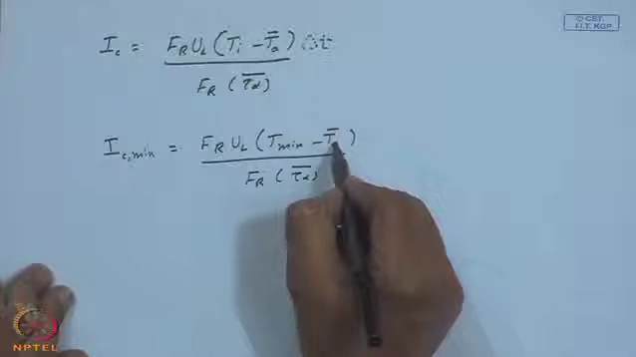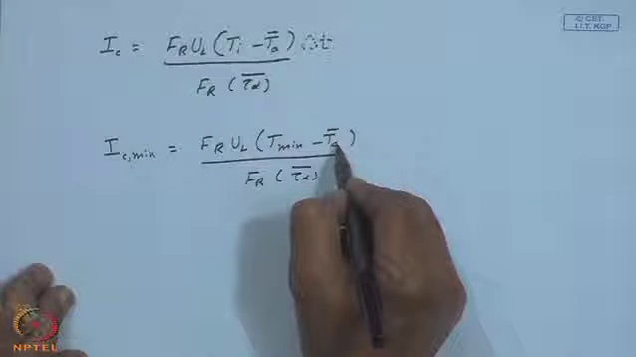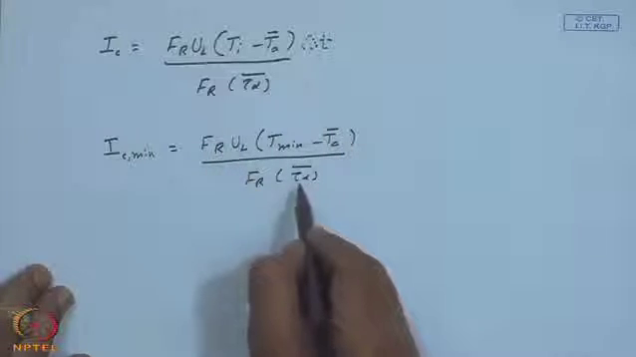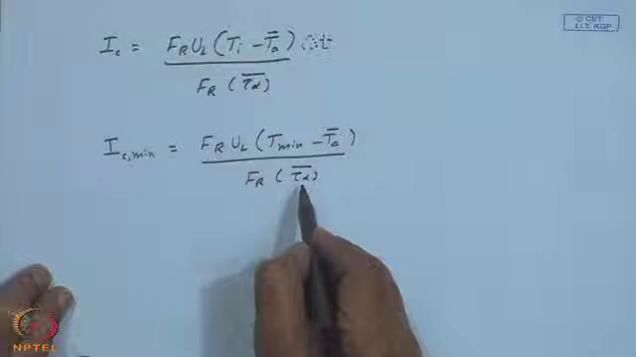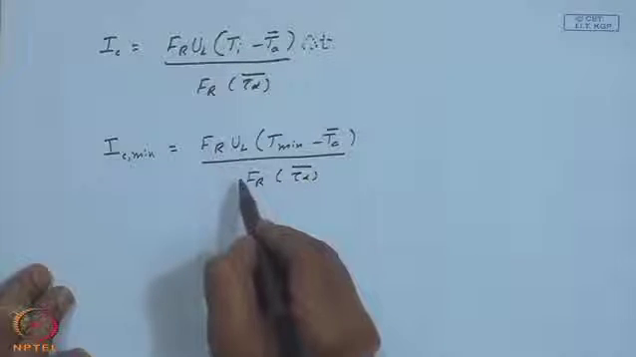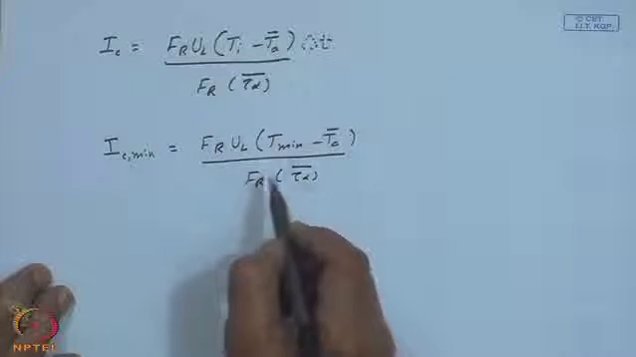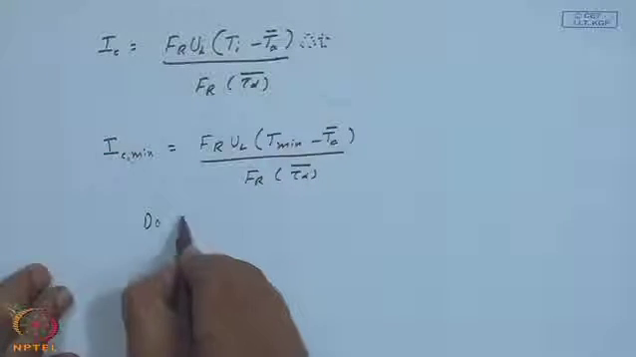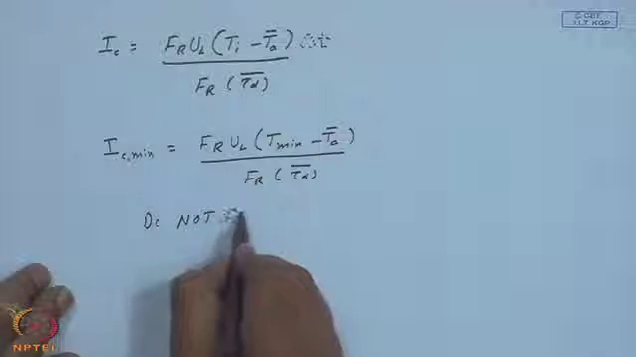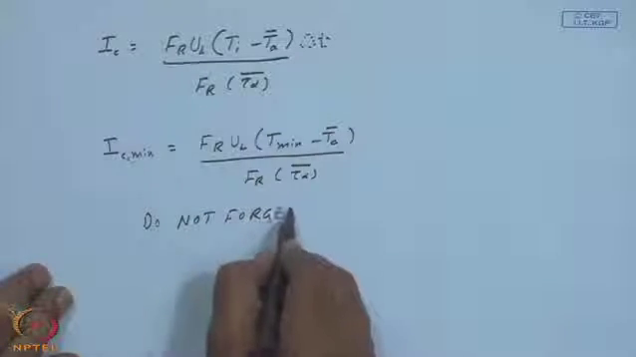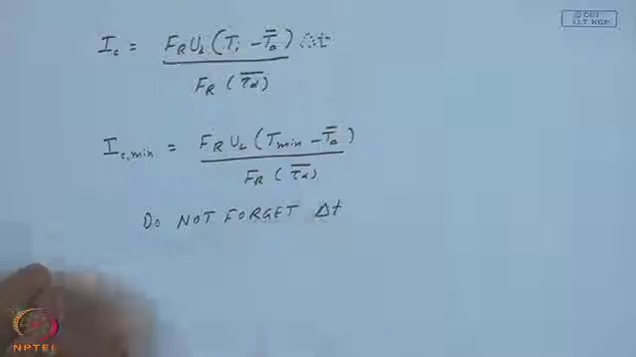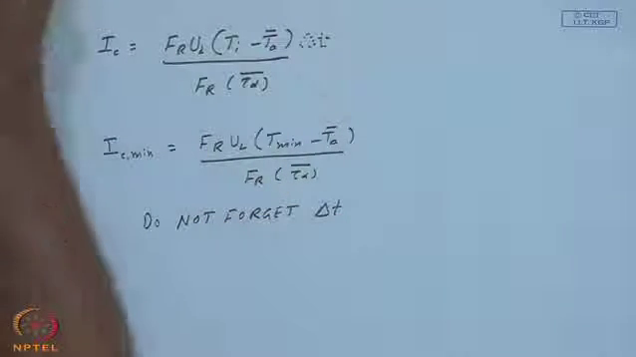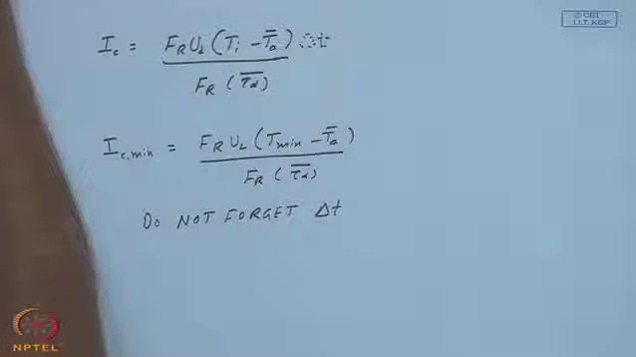where T A bar is the monthly average daily ambient temperature, U L is the overall heat loss coefficient, tau alpha bar is the monthly average transmittance absorptance product, and F R is the collector heat removal factor. So, I have again emphasized, do not forget the time delta t, otherwise this will be in watts and this will be in non-dimensional form.